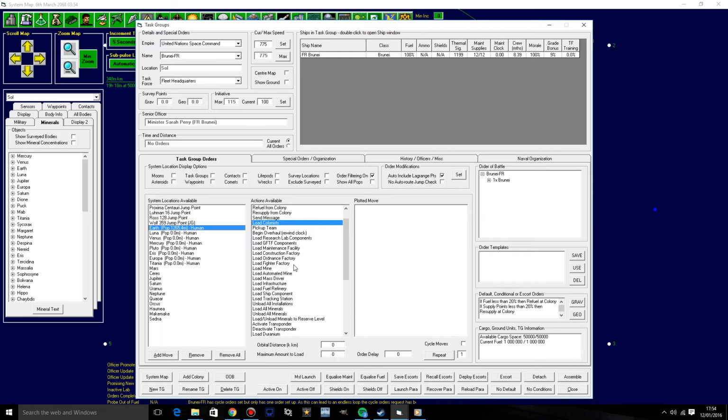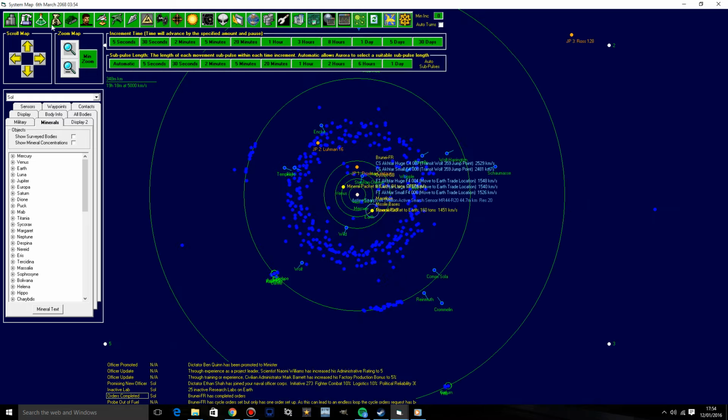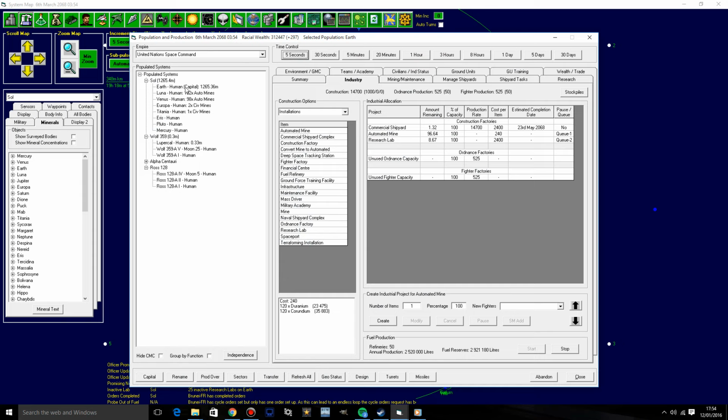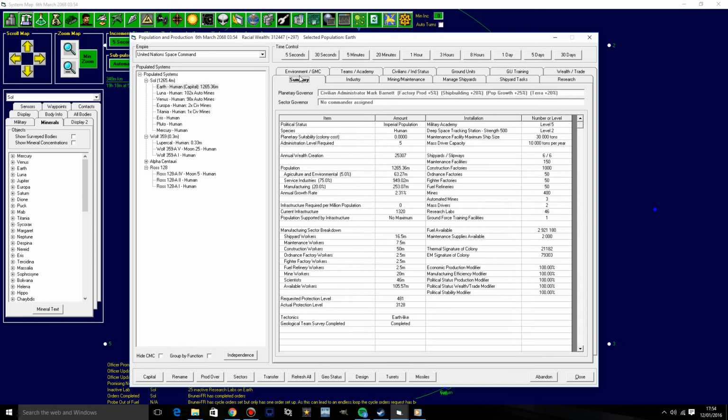We'll load. Right, do we have any automated mines on Earth? I started constructing some, I don't know if we have any. Right, so we have two civilian mines over here and a civilian mine on Tritania. Right, on Earth, we have only about 3 automated mines, so nothing really. Not enough at all.